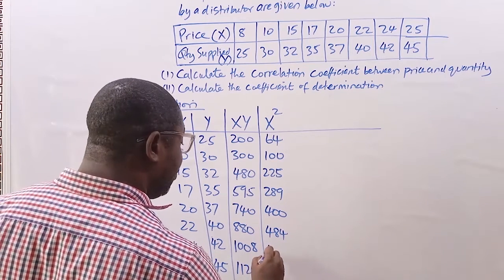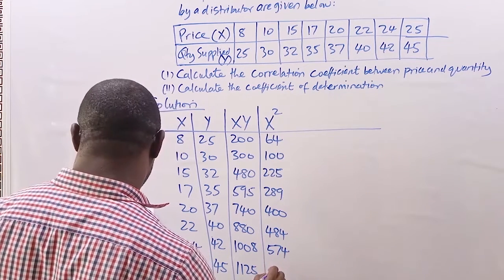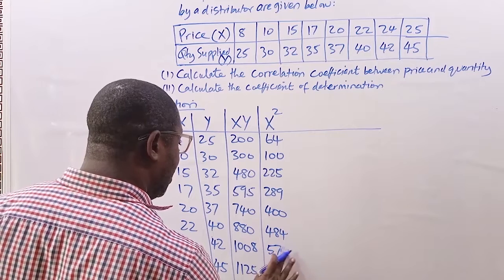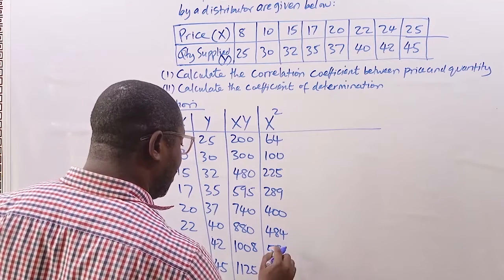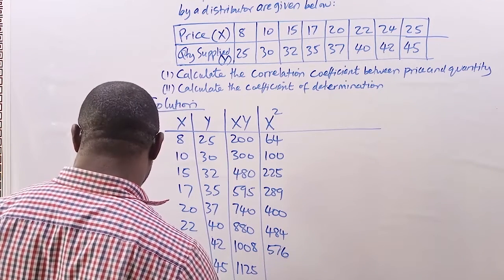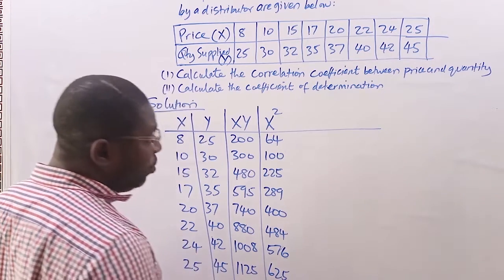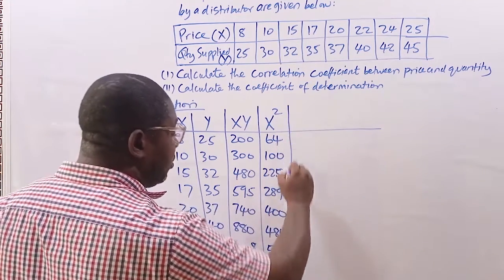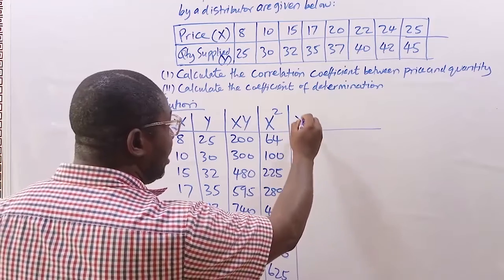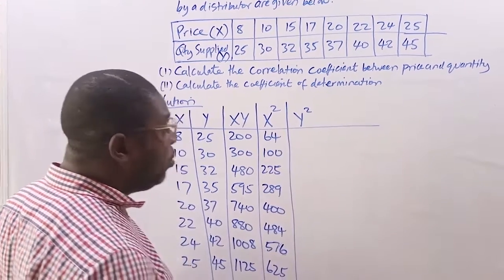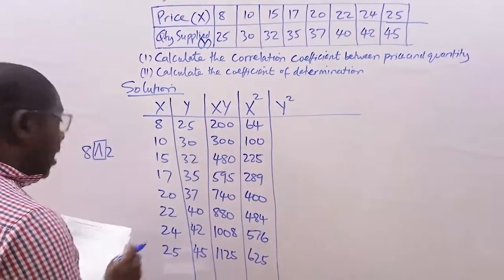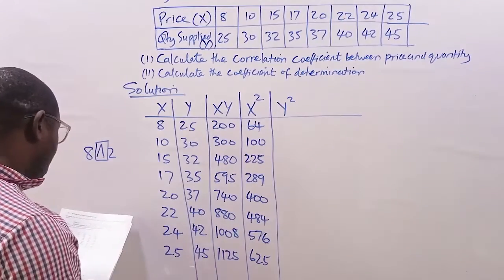24 squared is 576, beg your pardon. That's 76 here. Okay. Then 25 squared is 625. So that we'll look for. Then the next one, we now get Y squared. We square Y. Now, square of Y, that is this column, we square Y.